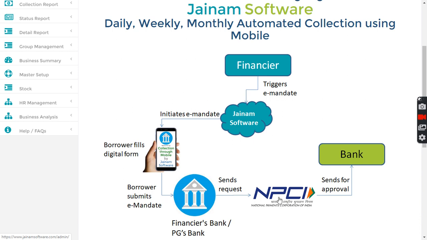From there to NPCI. NPCI sends it further to the borrower's bank for approval. The borrower's bank authorizes the request and sends the response back to NPCI, and then it is sent further back to the financier's bank, and then it is communicated to Jainam Software. Now once this request is authorized, a payment schedule is done, and then directly from the borrower's account, that is from the borrower's bank to the financier's bank, a transaction will get initiated automatically as per the repayment schedule.